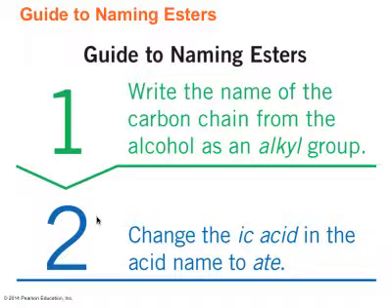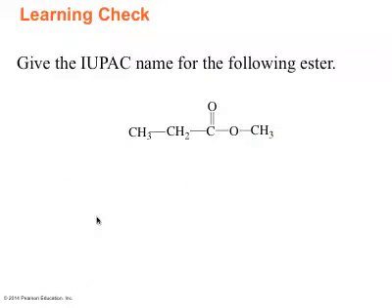Write the name of the carbon chain from the alcohol as an alkyl group first, and then change the ic ending on the acid to ate. So it went from oic to oate.